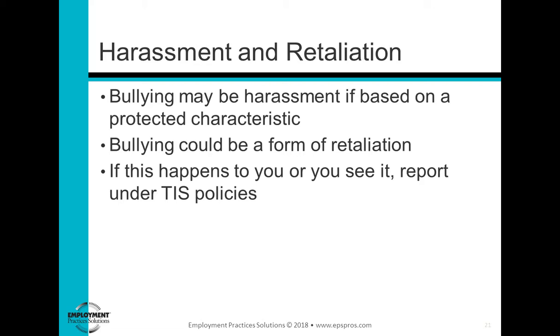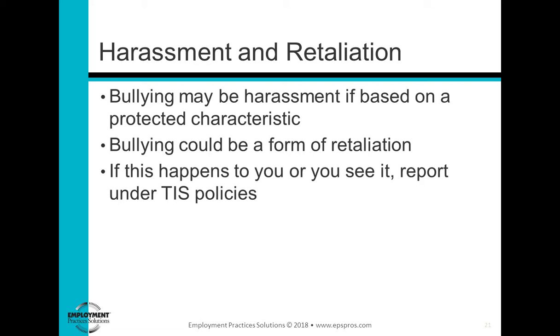As I mentioned before, bullying is generally not illegal. Bullying may be harassment if based on a protected characteristic. So under TIS policy, it would be harassment for an employee to exhibit bullying behaviors towards a colleague based on the colleague's race, color, religion or creed, national origin or ancestry, sex, age, which would be over 40, physical or mental disability, veteran status, family medical history or genetic information, citizenship, use of medical leave, including FMLA that was authorized by TIS, gender, gender identity, sexual orientation, or any other consideration prohibited by TIS policies and procedures and/or local, state, and federal law. So under this, if an employee is harassing another employee because of their gender, for example, or bullying another employee because of their gender, this could be harassment.